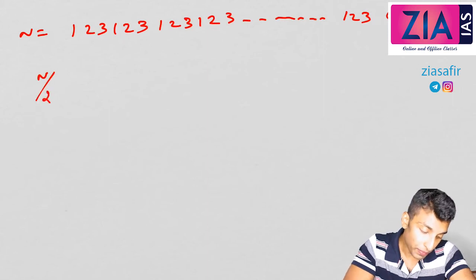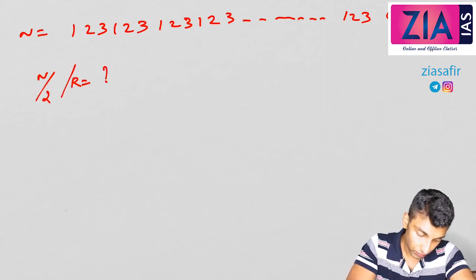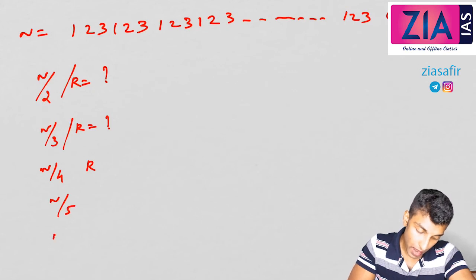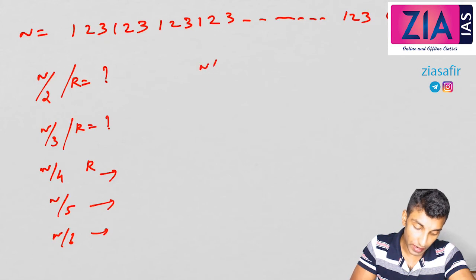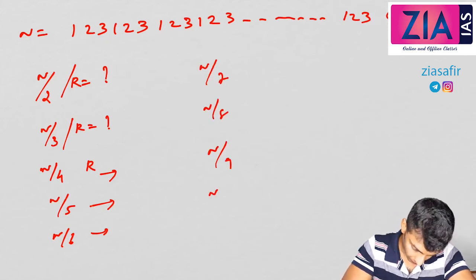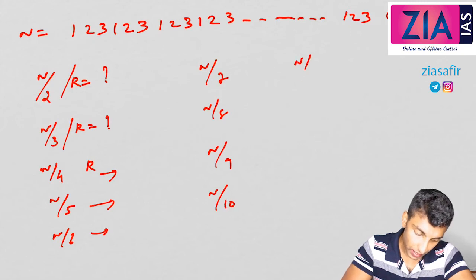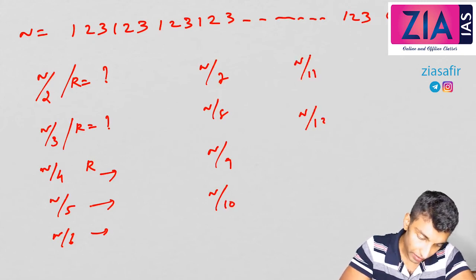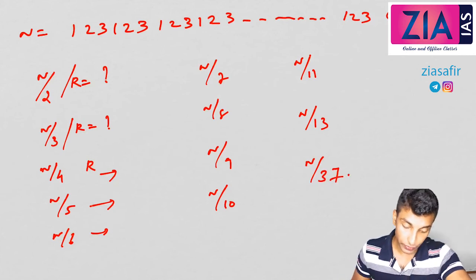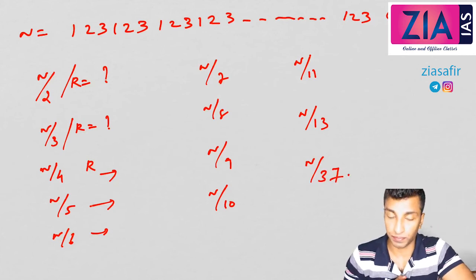So let's find out n by 2, remainder, n by 3, remainder, n by 4, remainder, n by 5, n by 6. All these cases we need to find the remainder. N by 7, n by 8, n by 9, n by 10, n by 11, n by 13, n by 37. Let's find out all these cases.